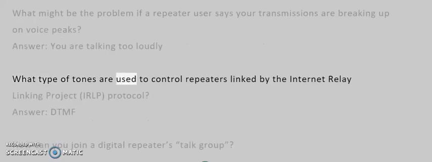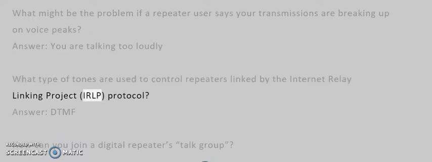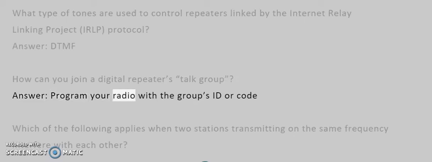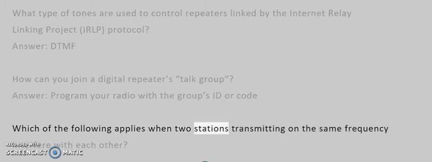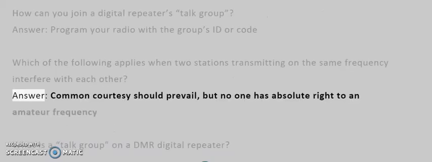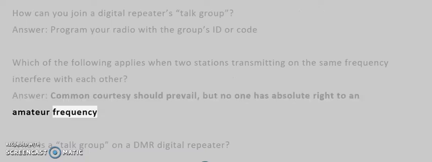What type of tones are used to control repeaters linked by the Internet Relay Linking Project, IRLP, protocol? Answer, DTMF. How can you join a digital repeater's talk group? Answer, program your radio with the group's ID or code. Which of the following applies when 2 stations transmitting on the same frequency interfere with each other? Answer, common courtesy should prevail, but no one has absolute right to an amateur frequency.